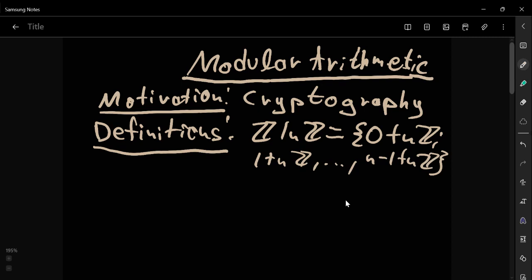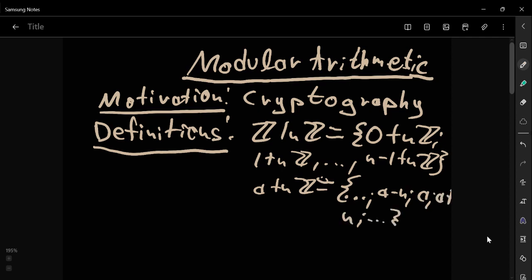So what are these a plus nZ's? Basically nZ is just the multiples of n in the integers, and a plus nZ is just the set of multiples of n plus a. So it would be something like a minus n, a plus n, etc. So if a is equal to b in Z modulo nZ, then we just write a is congruent to b modulo n.